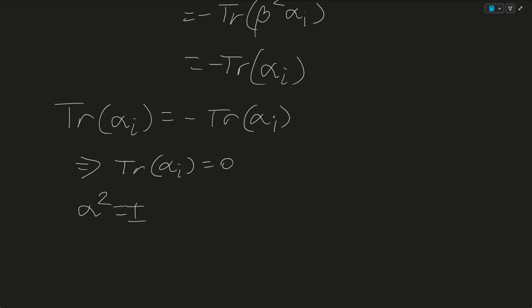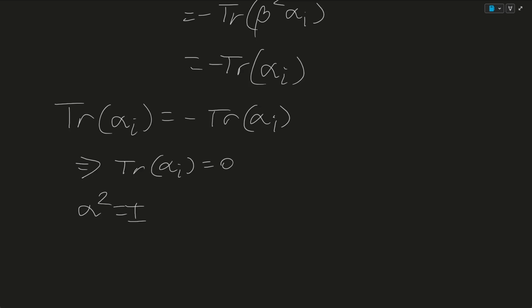Sounds like I'm explaining to myself. Okay, so I'm telling you that because the trace is 0, the sum of the eigenvalues must be equal to 0, so the sum of the plus 1s and the minus 1s must be equal to 0, so there must be an equal number of positive and negative eigenvalues. So the dimension of this matrix alpha must be even.